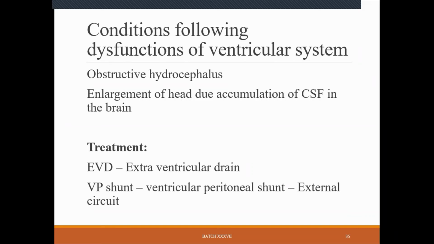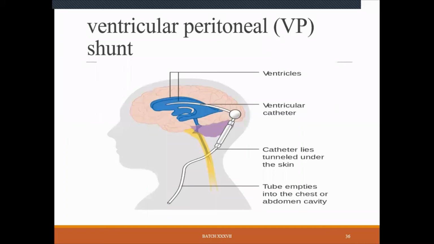And the treatment is an extraventricular drain. So if a child comes with obstructive hydrocephalus, then there's a surgery. The child will undergo surgery, and an extraventricular drain is inserted. So there's another word called VP shunt, right? VP means ventricular peritoneal shunt, right? That is an external circuit, like what you see in this picture.